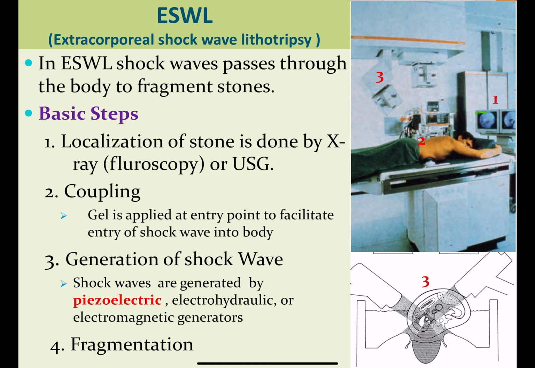So we localize the stone first. We can localize the stone by using fluoroscopy, X-ray or ultrasonogram. Here you can see the monitor. See the stone over here. It has localized the stone. Once localized, what we do is we apply the gel. Usually the gel is the one that we use for the ultrasonogram, at the entry point.